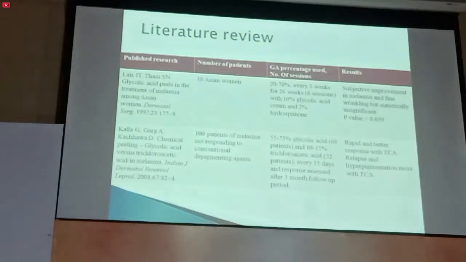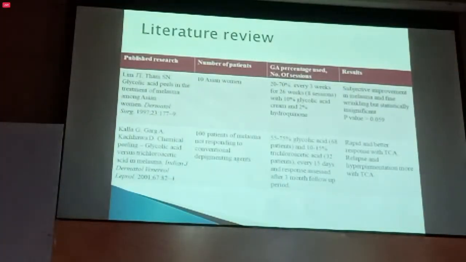In the first study that was published in 1997, it was done on 10 Asian women. 20 to 70% glycolic acid peel was given every 3 weeks for a total of 8 sessions, and the priming was done with 10% glycolic acid cream and 2% hydroquinone. They found that there was improvement in the melasma and the fine wrinkling.